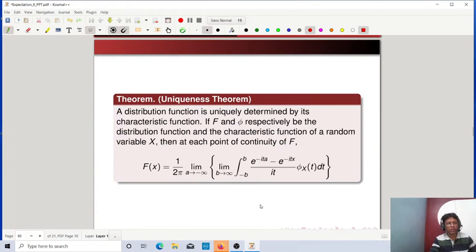Now, let us state without a proof a uniqueness theorem. The distribution function is uniquely determined by its characteristic function. If F and phi respectively are the distribution function and the characteristic function of a random variable x, then at each point of continuity of F(x) it can be written as 1 by 2 pi, limit a tends to minus infinity, limit b tends to infinity, integral of (e to the power minus ita minus e to the power minus itb) by it times phi_x(t) dt. This is the uniqueness theorem. So I am stating the theorem without any proof.